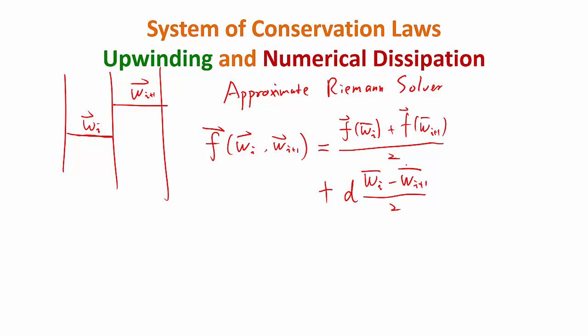Okay, and I'm going to construct D such that in the linear case, for F equal to a big U times W, we get upwinding.